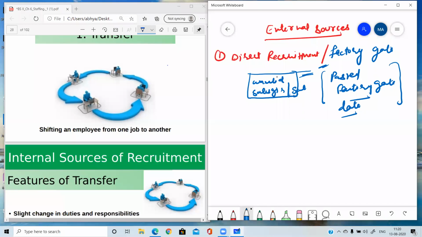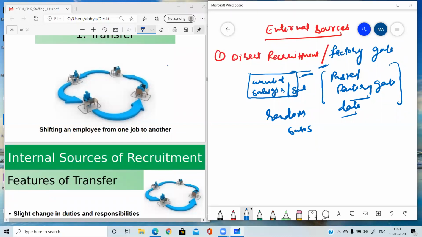And the supervisor or any other person who has to take work from them comes to the gate of the factory on the prescribed date at the prescribed time, and on a random basis he selects the employees. Like if they require physically fit persons, labor-type persons, then when they are assembled at the factory gate, the supervisor comes outside and selects on a random basis.